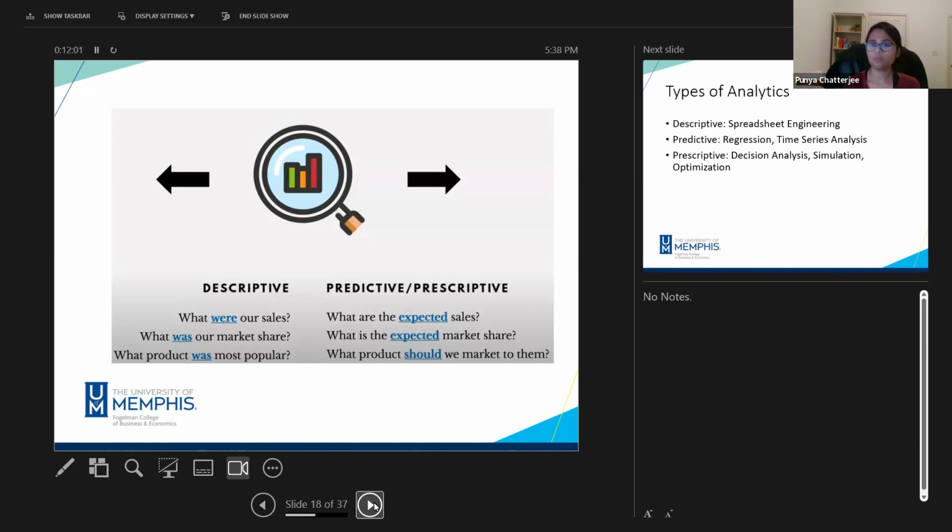What product was most popular? Maybe you have to look at all the products and see which product has the highest market share. Again, it's based on just past data. You are describing past data to answer these questions, and that's why you would be using descriptive analytic tools to answer them.